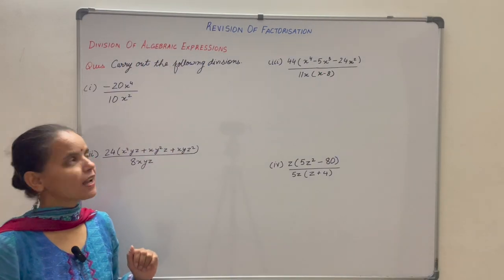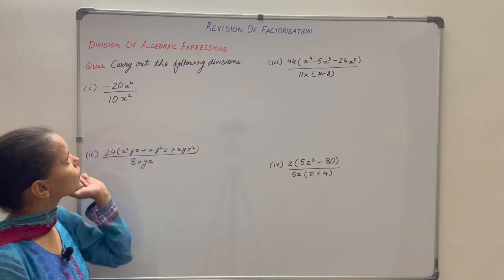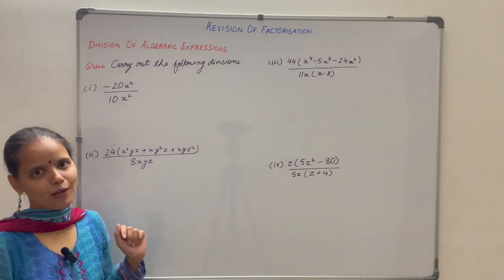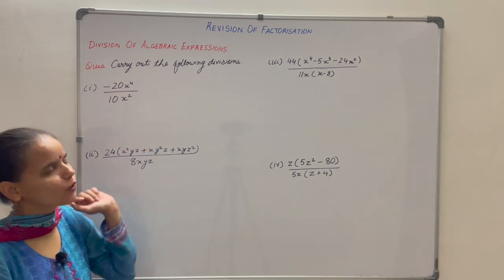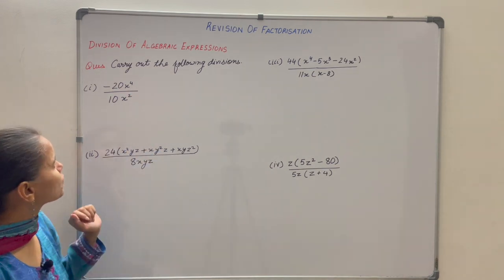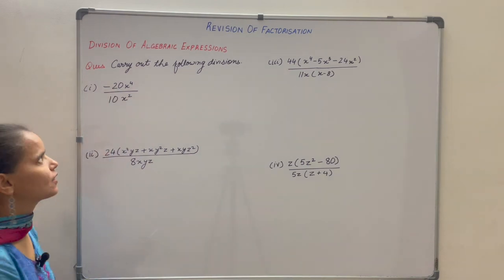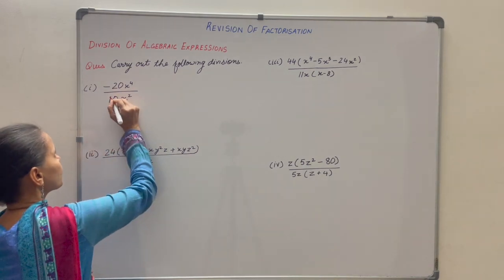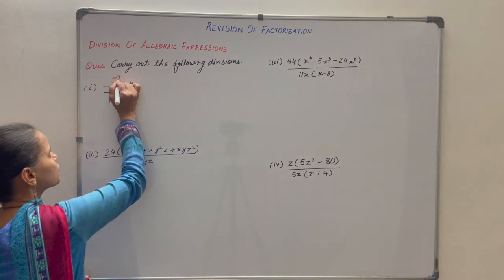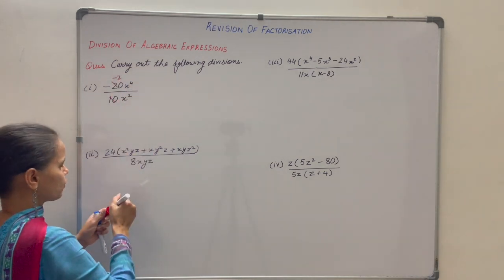Division of algebraic expressions. To understand the concept, let us take these questions one by one. Question. Carry out the following division. So this is the first question given to you. So here minus 20 and 10 you can cancel out. So if you cancel out here, what do you get? Minus 2.